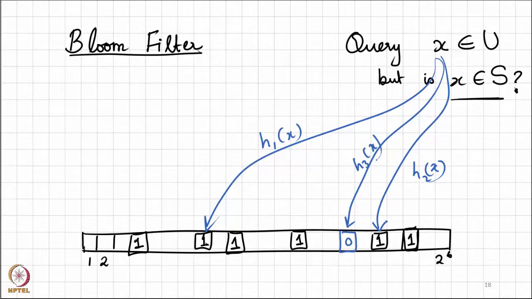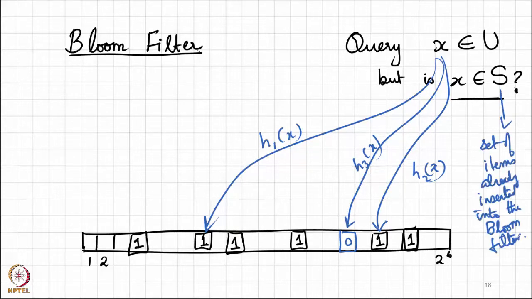Because had x already been inserted, and remember S is the set of items already inserted into the Bloom filter. So now, when h3 of x leads to a 0 bit, then we know for sure that this particular x value is not in S, because had it been inserted, this location would have been set to a 1. So we can immediately say for sure, and we are 100% sure now, that x is not in the Bloom filter.